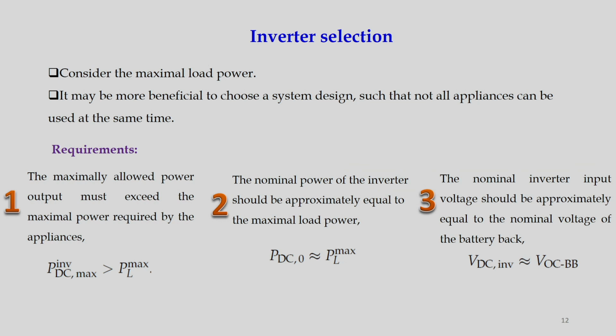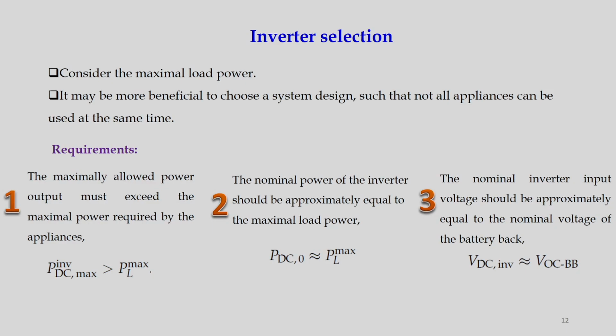Now, a very important factor is the selection of the inverter. Okay. So, while selecting the inverter, we must be very particular. This inverter should meet some requirements. Okay. So, number one is that the maximally allowed power output must exceed the maximal power required by the appliance. So, this will be something like this. PL max has to be less than the DC inverter power max.